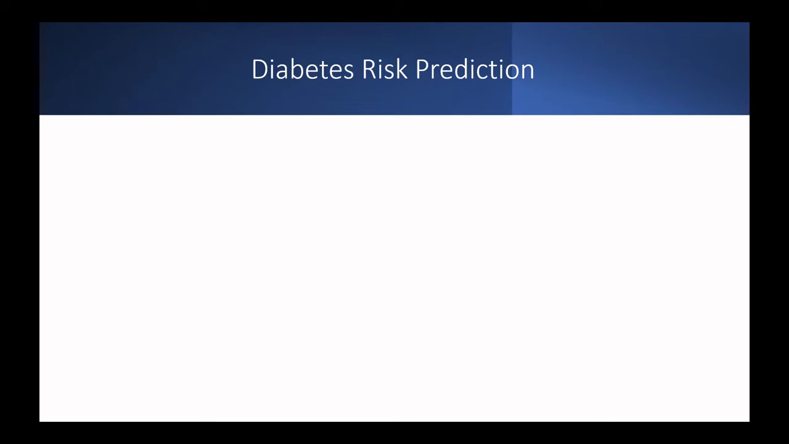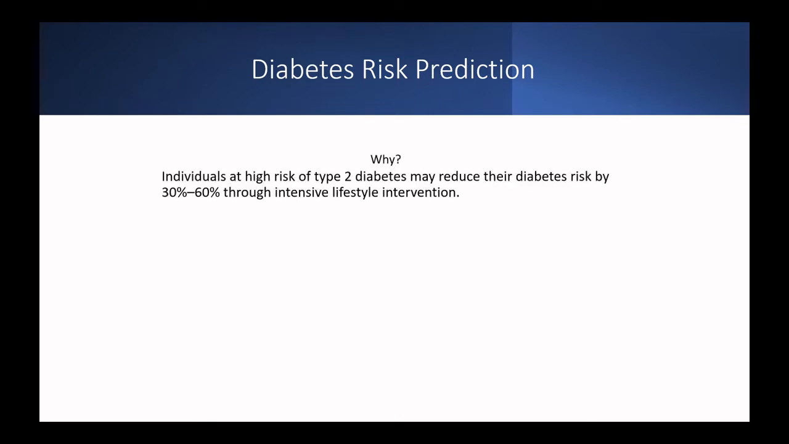Now, why would we want to do diabetes risk prediction? Well, individuals at high risk of type 2 diabetes may reduce their diabetes risk by about 30 to 60% through intensive lifestyle intervention. To do this lifestyle intervention, we would naturally have to identify these individuals of high risk. In order to identify them, we need to do diabetes risk prediction. So that's the why. But how would we go about doing diabetes risk prediction?